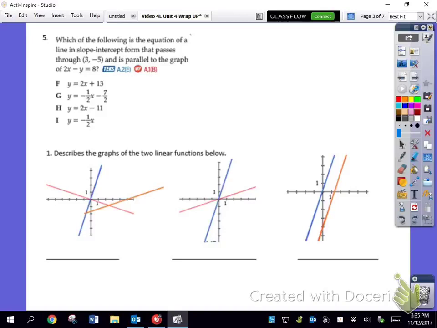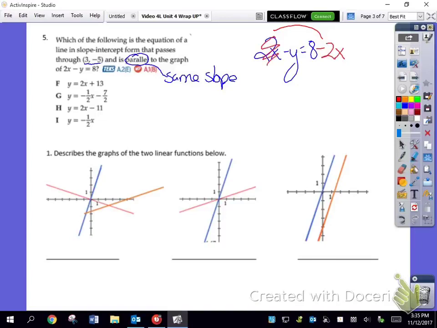Number 5. I want a line that passes through (3, -5) and is parallel. Remember, parallel means same slope. So look at your equation. You've got 2x minus y equals 8. Very first thing, I have to solve for y. So minus 2x, and then this is a negative y, so I have to divide everything by -1. So y equals -8 plus 2x.